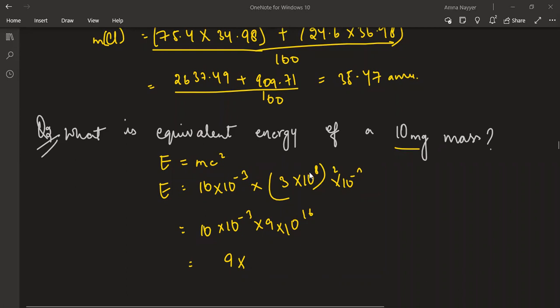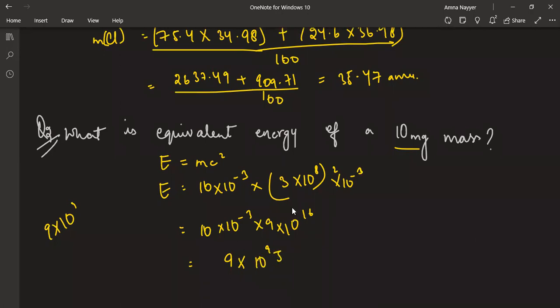Final answer is 9 into 10 to the power 9. And what are we getting? Minus 3. So that makes it minus 6. So minus 10, 1 minus 10, that is 9. Now 10 minus 1, this will be 9 joules.